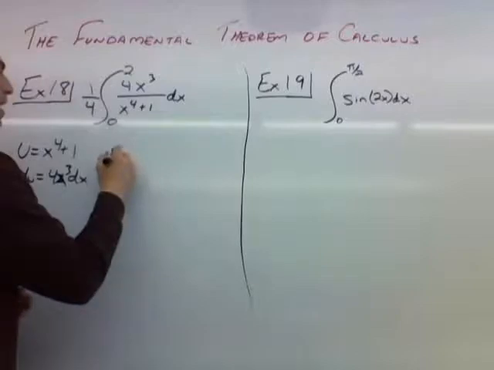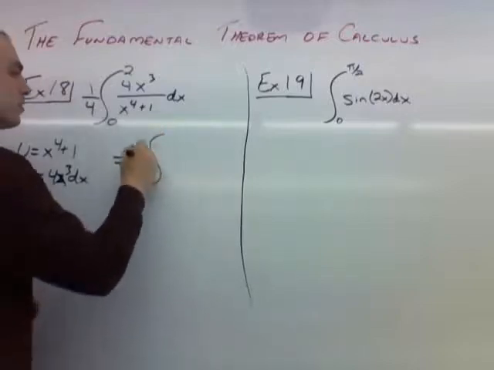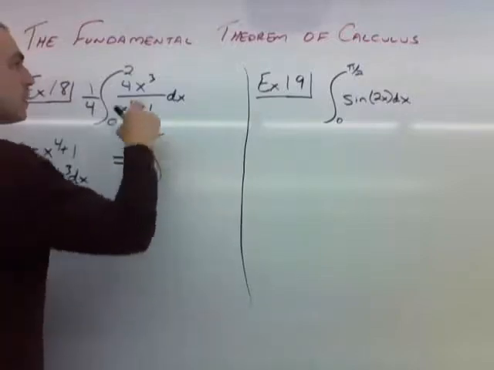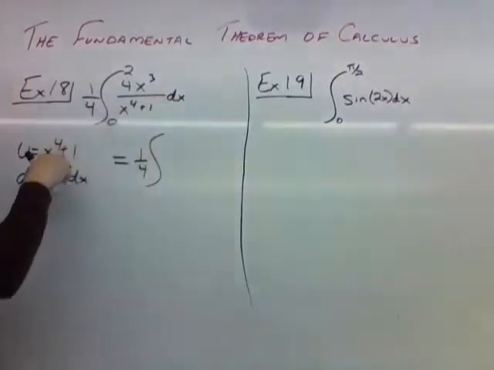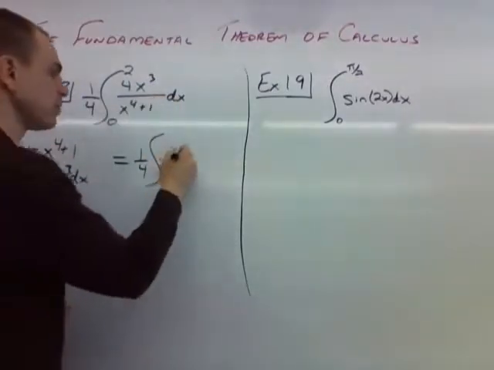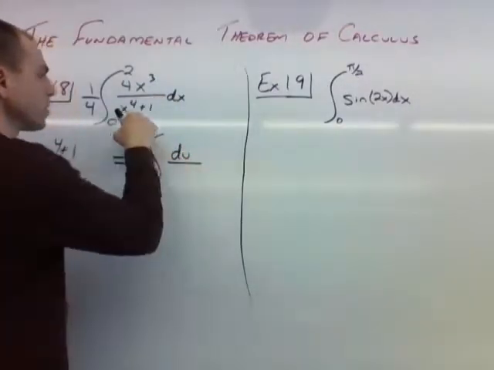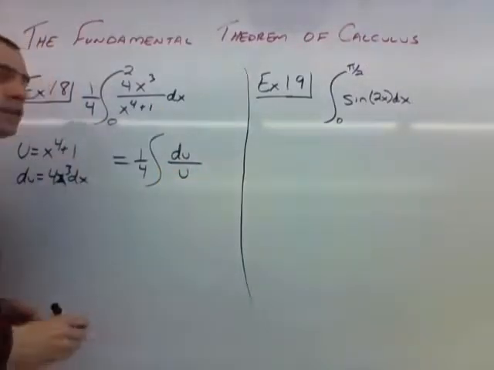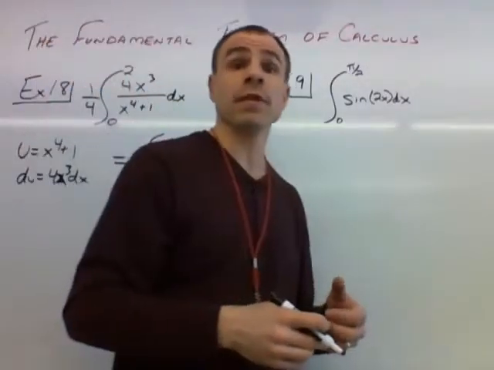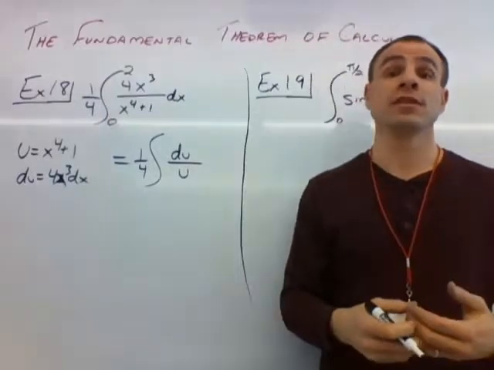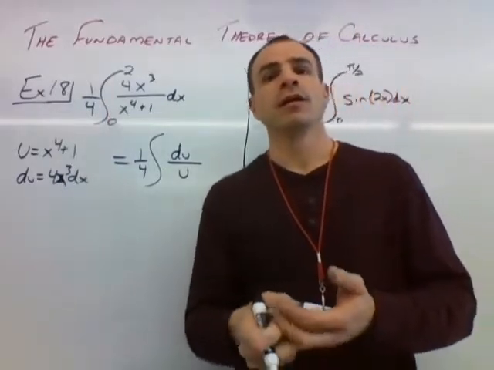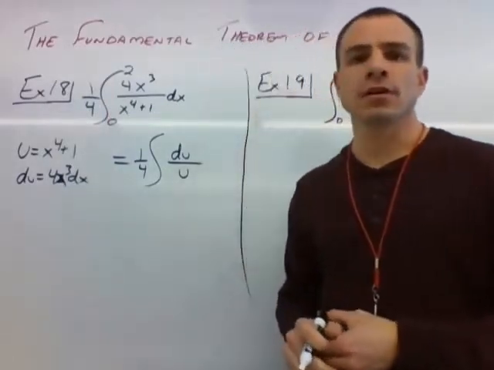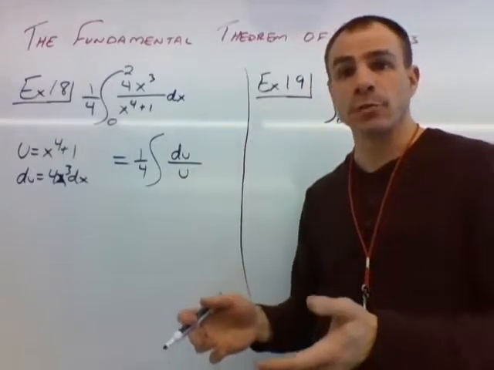So we're going to have this be equal to the integral with 1/4 out front. The numerator is 4x cubed dx, which is our du. So we're going to have du over x to the fourth plus 1, du over u. That's a nice antiderivative that we worked with before. We know this is leading us to the natural log as far as our antiderivative is concerned. But before we do that, we need to change our bounds.